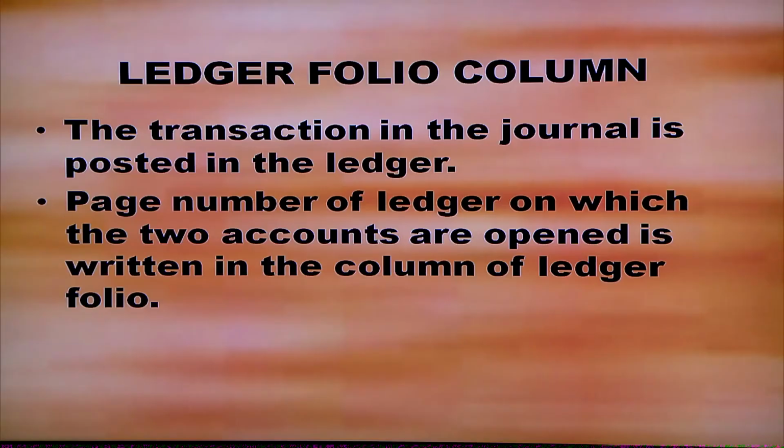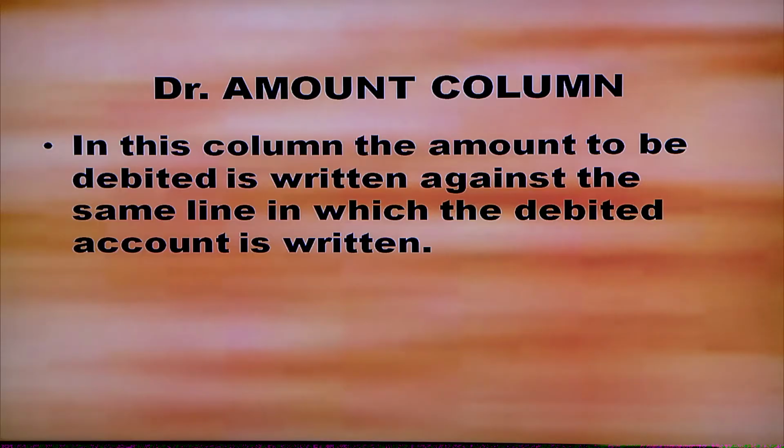Next comes the ledger folio column. The transaction in the journal is posted in the ledger. Page number of ledger on which the two accounts are opened is written in the column of ledger folio. Debit amount column, that is DR, we will write in the form of abbreviation DR. In this column, the amount to be debited is written against the same line in which the debited account is written.